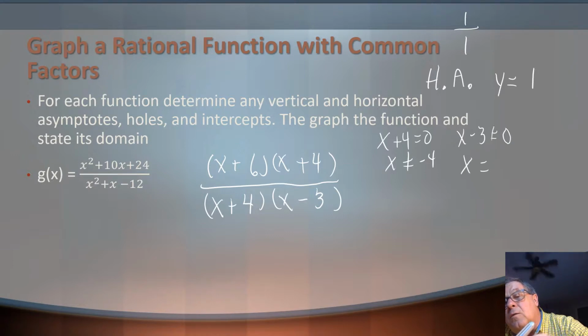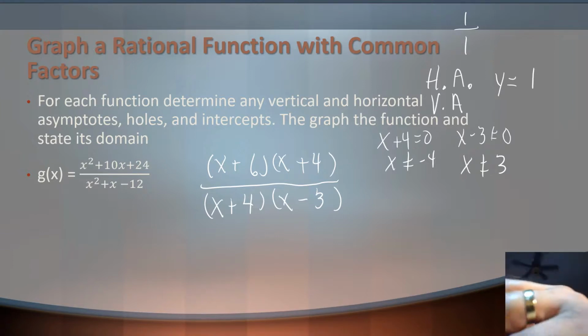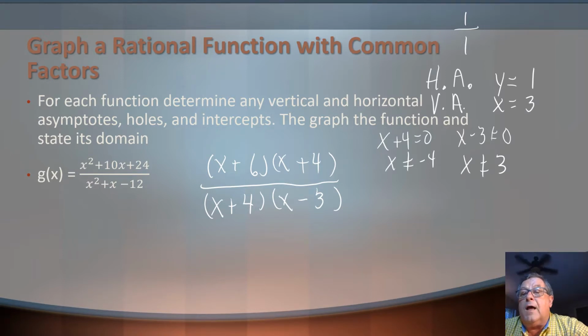x cannot equal positive 3. Now, that x cannot equal positive 3 is going to give me a vertical asymptote at that point, where x is equal to 3. So I'm going to have a vertical asymptote where x is equal to 3. I'm going to have a horizontal asymptote where y is equal to 1. I'm going to have a hole where x is equal to negative 4. However, for the hole, I also have to find the y-coordinate. Negative 4, comma. Now, how can I do that?